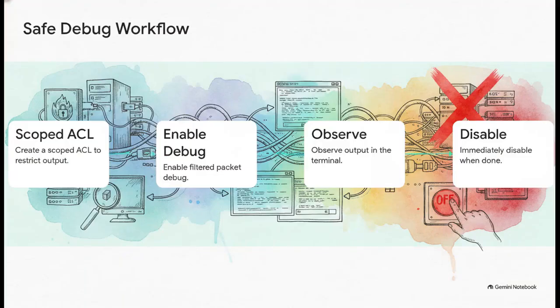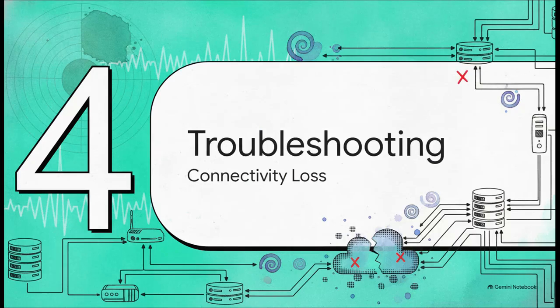So, to avoid that absolute disaster, you must always follow a strict 4-step structured workflow. Step 1. Create a scoped access control list, an ACL, to restrict the debug output to just a single host. Step 2. Enable your debug, but make sure you tie it directly to that specific ACL. Step 3. Carefully observe the terminal for any drops or weird routing behaviors. And Step 4, which is honestly the most important rule of all, immediately type undebug all or no debug all the exact second you have your data. Never ever leave debugs running in production. Let's jump to Section 4, Troubleshooting Connectivity Loss.